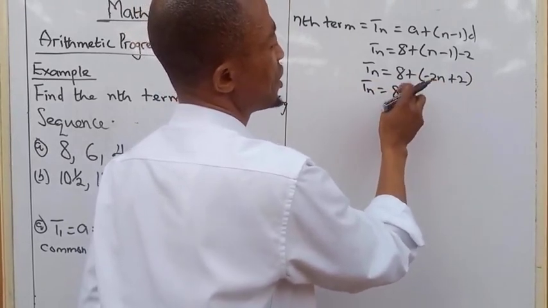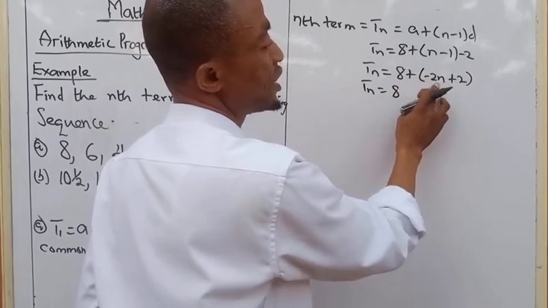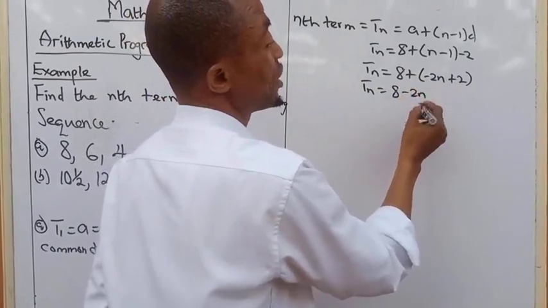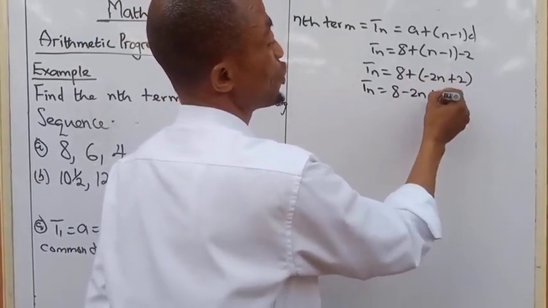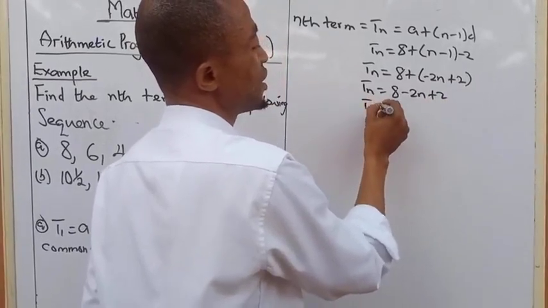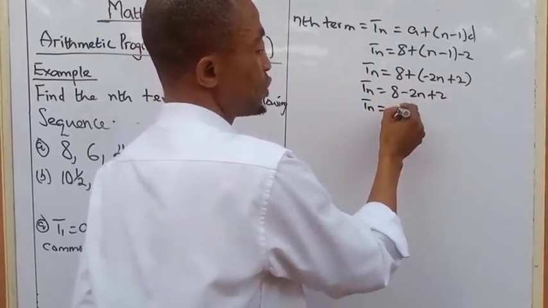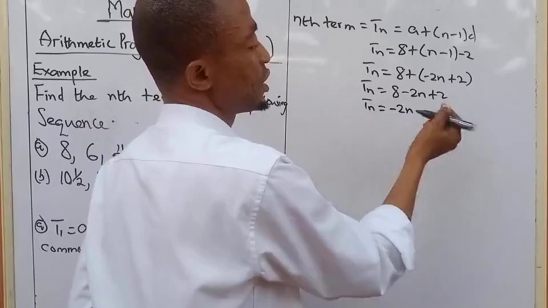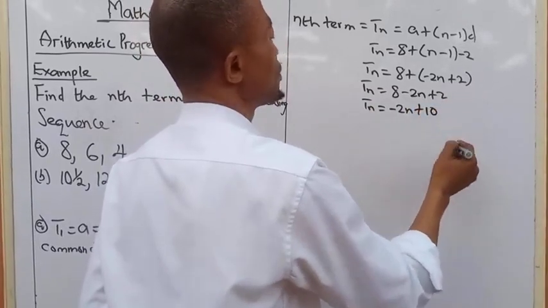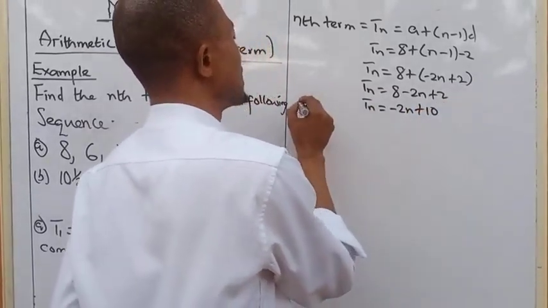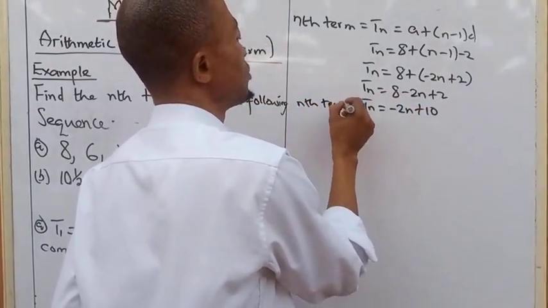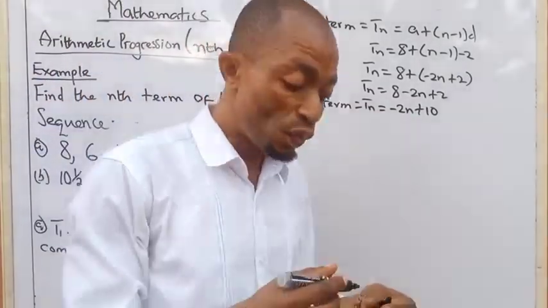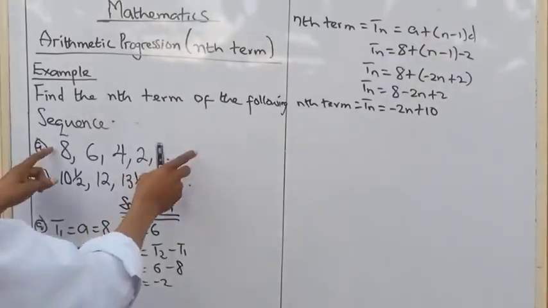So Tn now equals, let's open this bracket. You have 8 plus negative 2n, so that will give us negative 2n. Then plus 2. So our Tn now equals minus 2n, then plus 2 plus 8, that will give us plus 10. So this is the nth term: Tn equals negative 2n plus 10 for this AP.